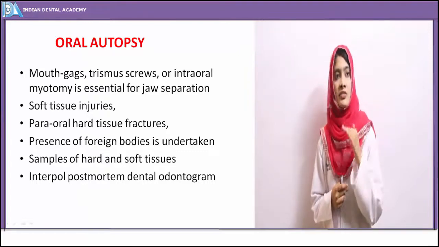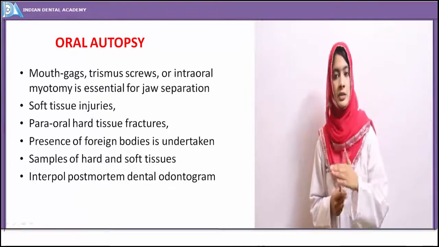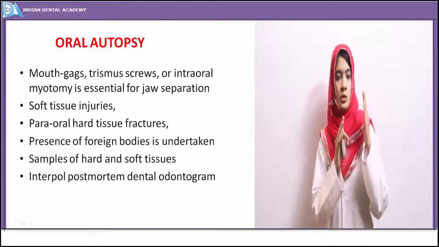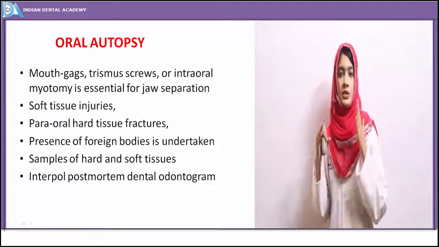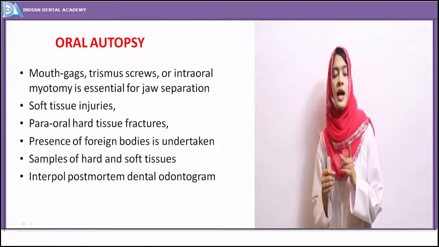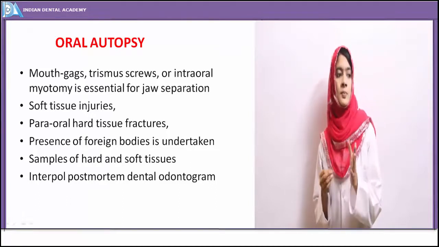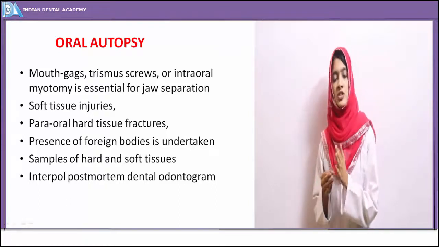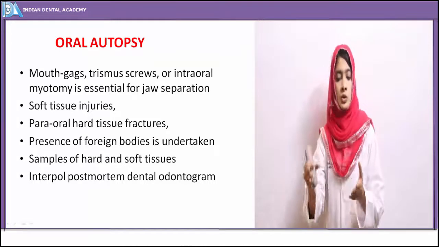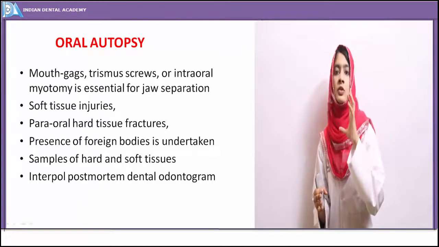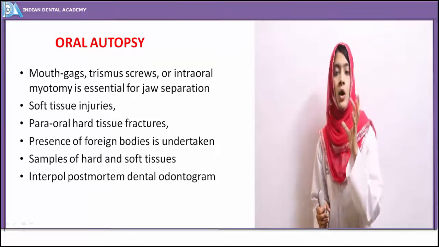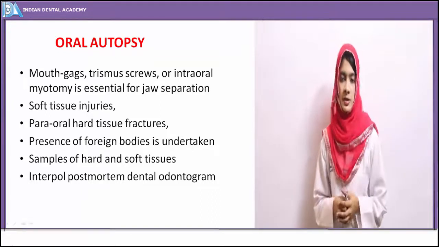Whenever you are undertaking this oral autopsy procedure, you have to take photographs. Suppose you notice a soft tissue injury, you have to immediately take a photograph. Hard tissue injury, you have to take a photograph. And then you have to preserve it for examination at a later stage. And you have to carry a portable radiograph near the dissection table, and you have to take radiographs of both the extraoral tissue and all the intraoral structures present.